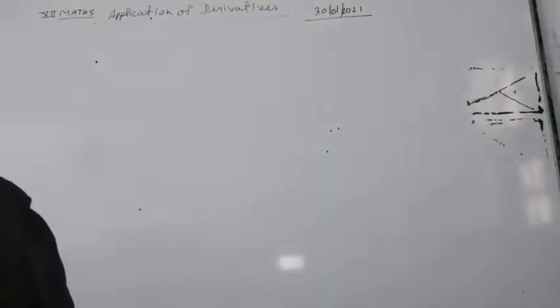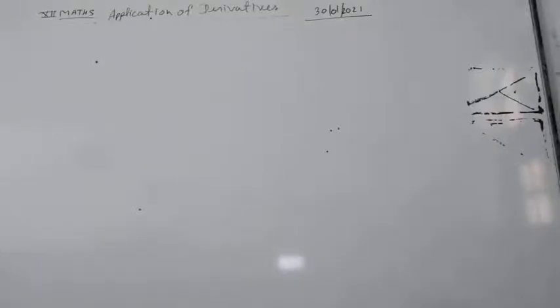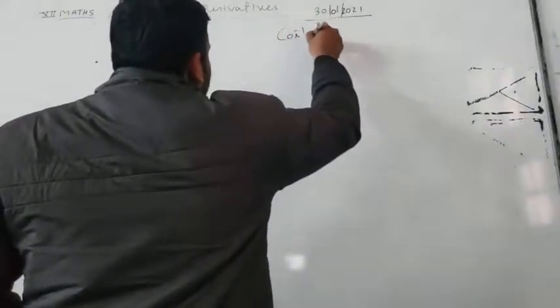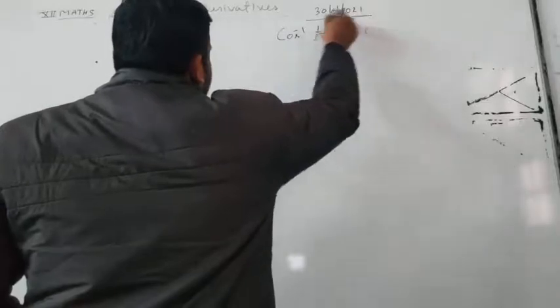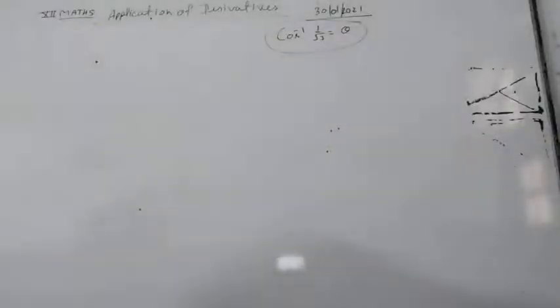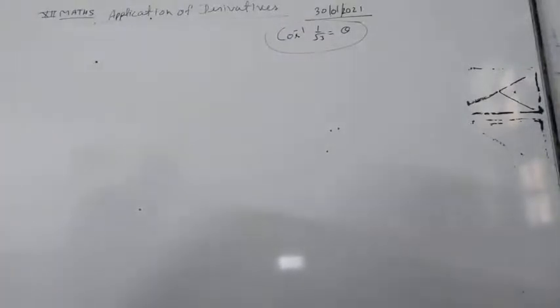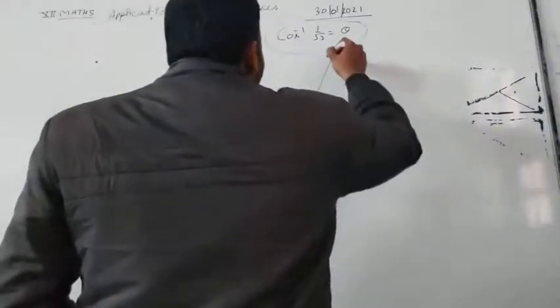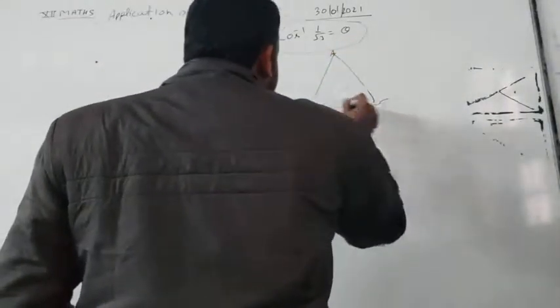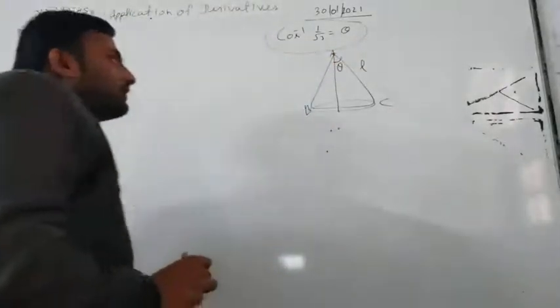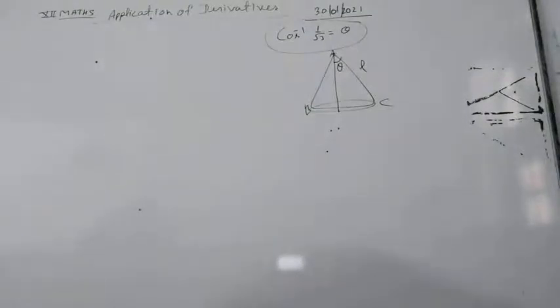The next question is, students: prove that the semi-vertical angle of the cone of maximum volume and of given slant height is cos inverse 1 by root 3. Okay, students, this is what we have to prove. We are given a cone with a given slant height, and this is our theta, which we have to find out.